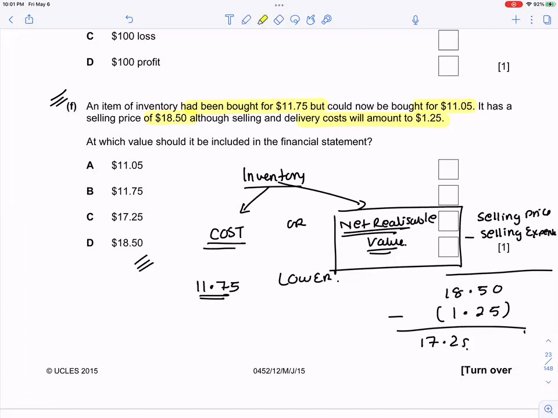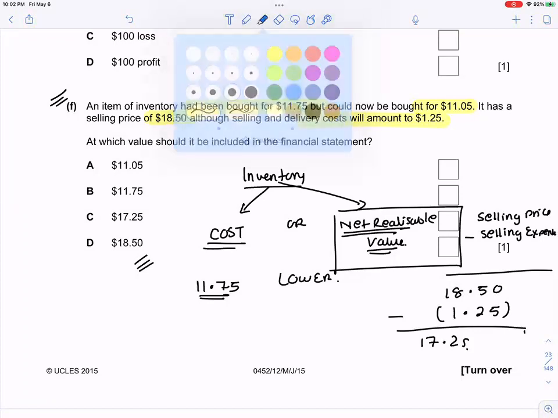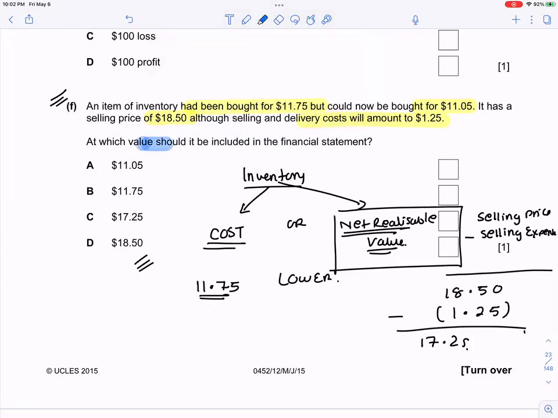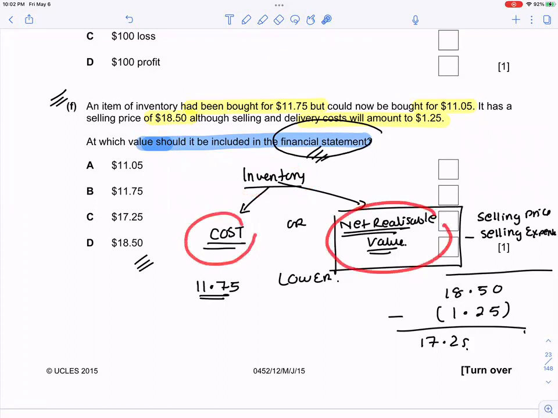So what do they want you to know? They want you to know the value at which your inventory should be recorded in the financial statements. That means they want you to know the value of inventory. Now, inventory is valued at cost or the NRV, whichever is lower.